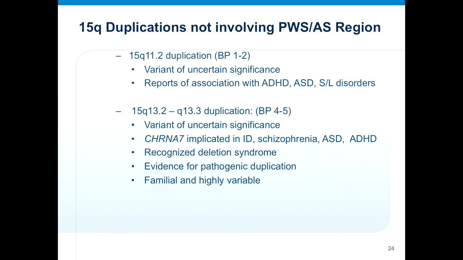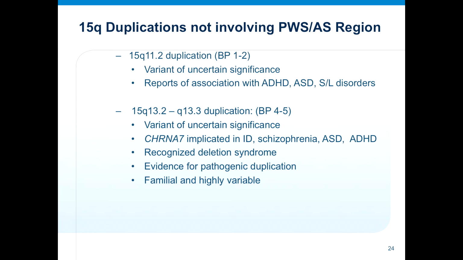There are other duplications, something to be aware of. As I mentioned before, they're kind of outside on either side of the core region involving the Prader-Willi-Angelman critical region. So the 15q11.2 duplication, breakpoints 1 to 2, doesn't include this region, but may have a variety of developmental effects. It's still considered a variant of uncertain significance.